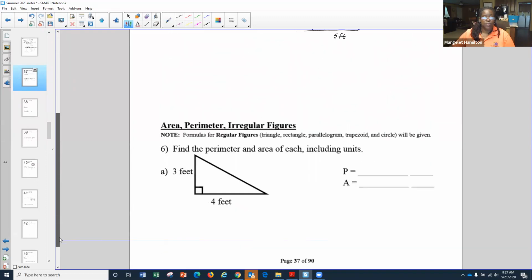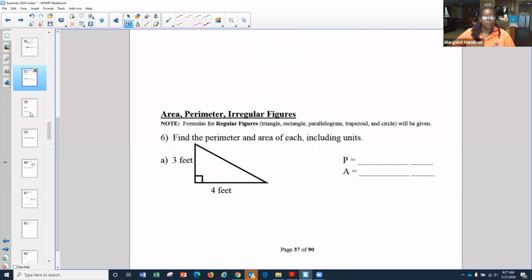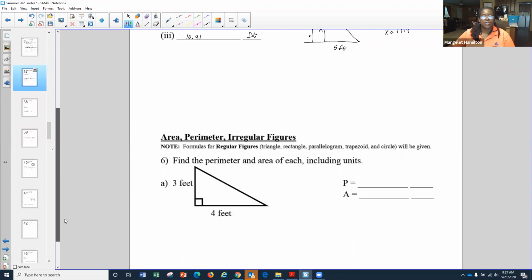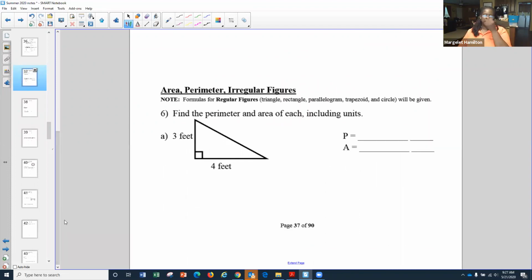Let's take a quick peek here. Looking at area and perimeter. Now, here's this next one, number 6. They want us to find the perimeter and area of this triangle. It just so happens to be a right triangle. Just because they give you a right triangle doesn't mean that you have to use the Pythagorean theorem all the time. But there may be times where you have to layer what you're doing. So you may have to layer the formulas that you're using or the processes. So watch out what's happening.